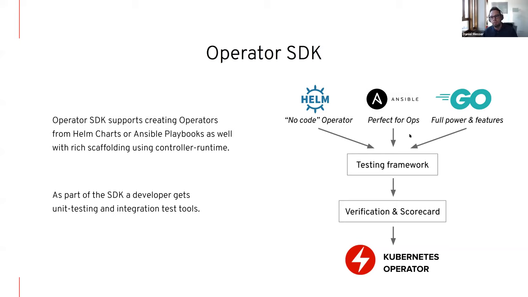in order to, for instance, declaratively define an operator with Ansible playbooks. There's also a no-code approach using Helm charts. So the SDK supports an almost no-code or zero-intervention conversion from a Helm chart to an operator, which alleviates the need to run Tiller on cluster and gives your operator just enough permissions to do exactly what the chart requires, and also gives your chart now a proper interface in the form of a custom resource definition.